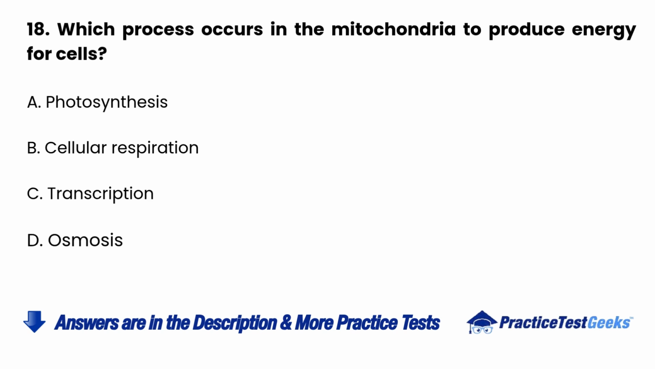18. Which process occurs in the mitochondria to produce energy for cells? A. Photosynthesis. B. Cellular respiration. C. Transcription. D. Osmosis.